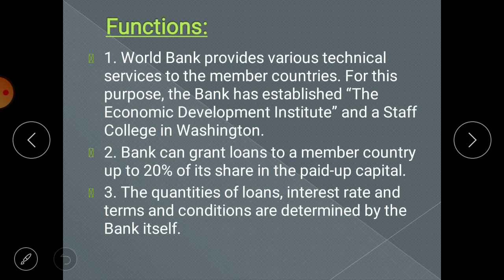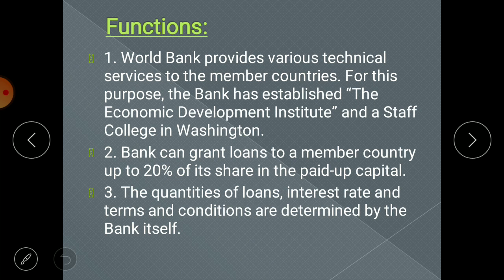Then the second function is that the bank can grant loans to a member country up to 20% of its shares in paid up capital. We have seen in the capital resources that the bank gets resources by issuing shares, and 96% is the issued capital, and each country has its own share in the World Bank. So depending on our paid up capital, World Bank provides 20%. Out of that 20%, World Bank provides loans.